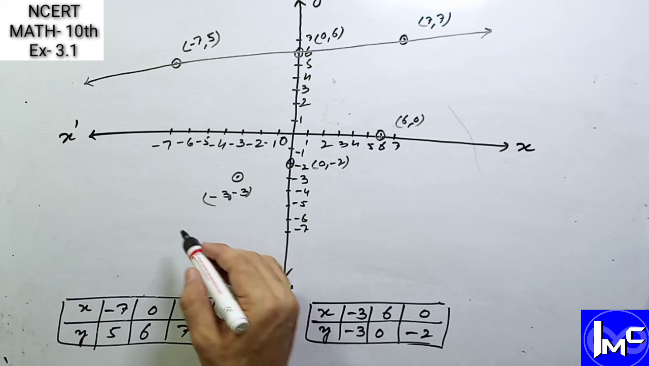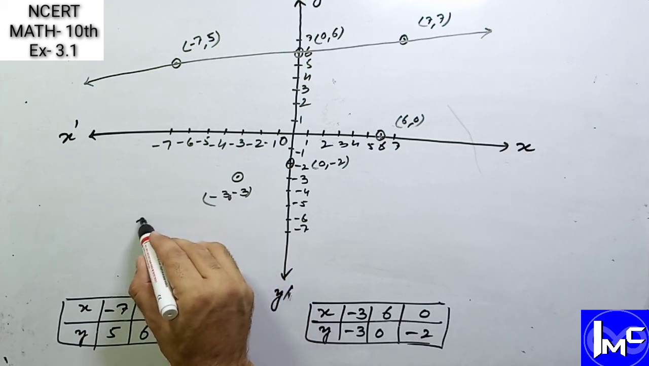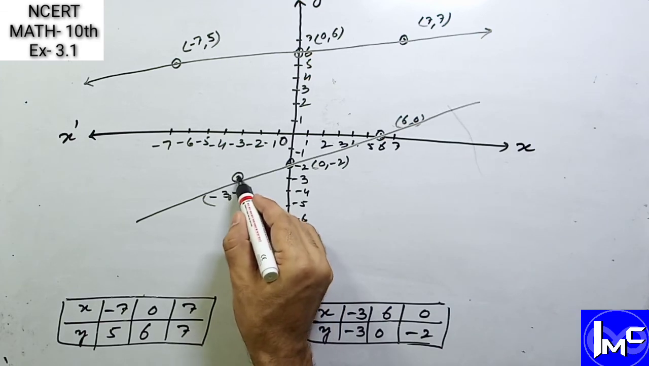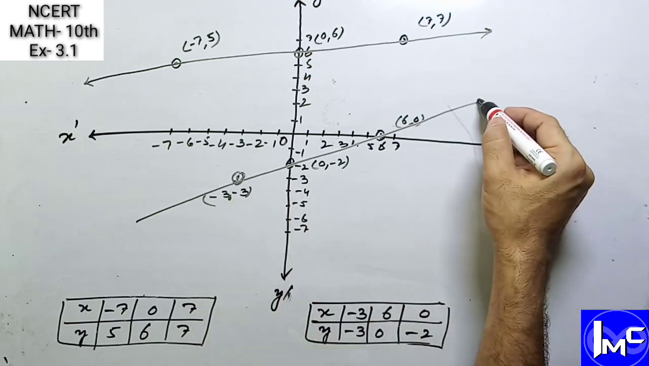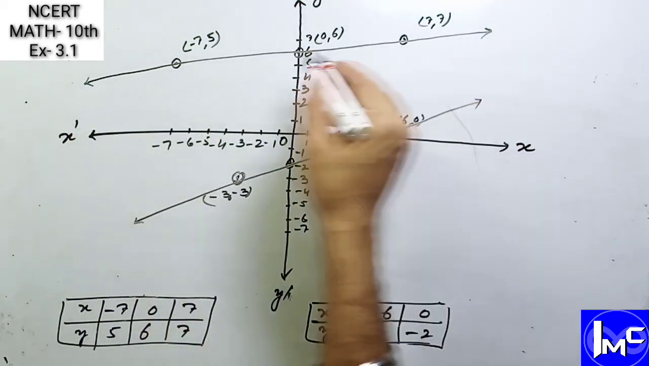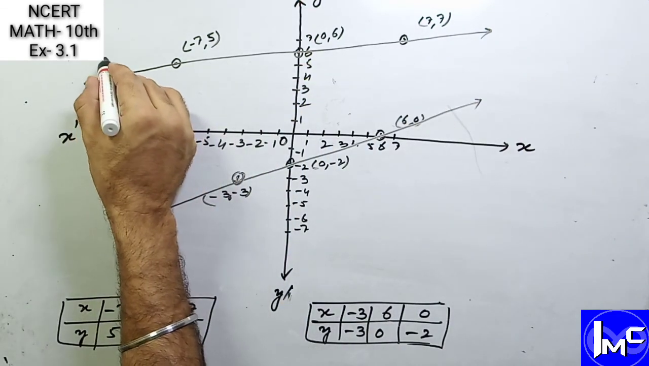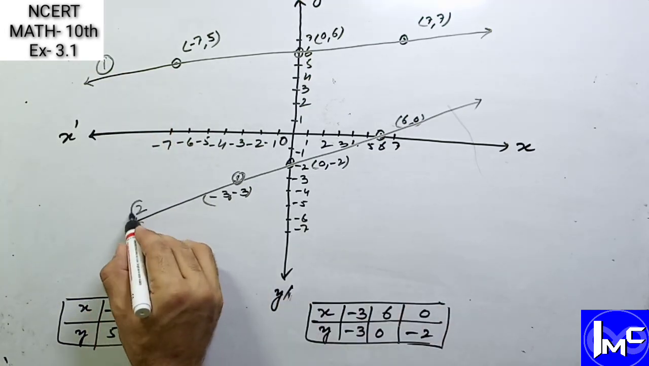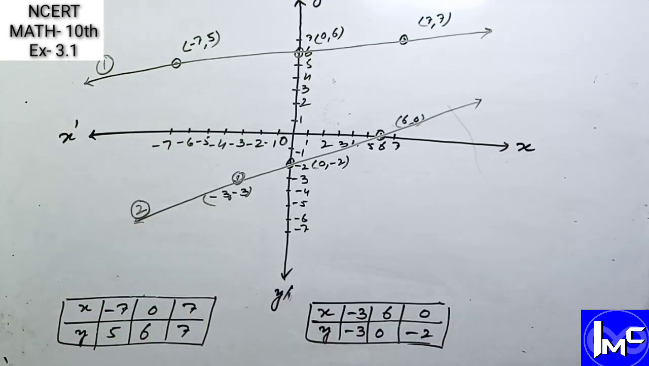And if we draw a line through these points, then we will get this line, and this line represents equation 1, whereas this line represents equation 2. So in this way we have represented the linear equations in graphical form also.